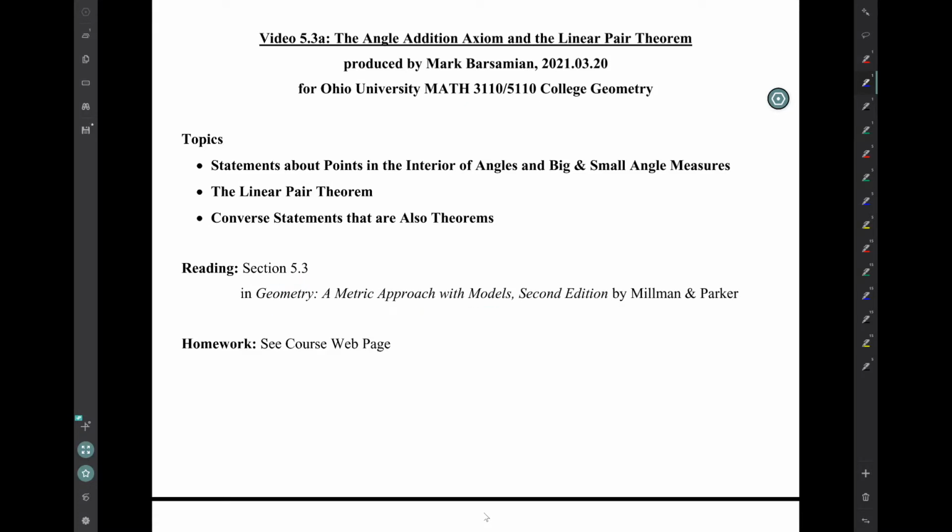Parker. Now, as I just said, the main topic for the video is the angle addition axiom and the linear pair theorem. But actually, we'll start by talking about the angle addition axiom and what it tells us about statements about points in the interior of angles and big and small angle measures. And then we'll talk about the linear pair theorem. And then we'll talk about some converse statements that are also theorems.